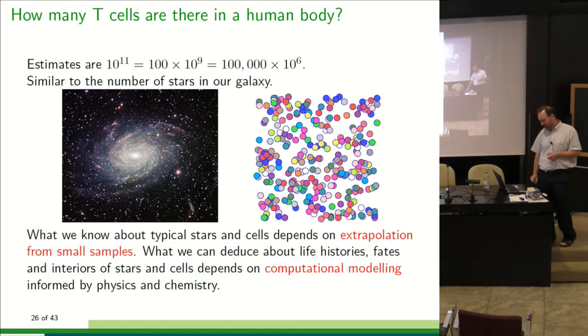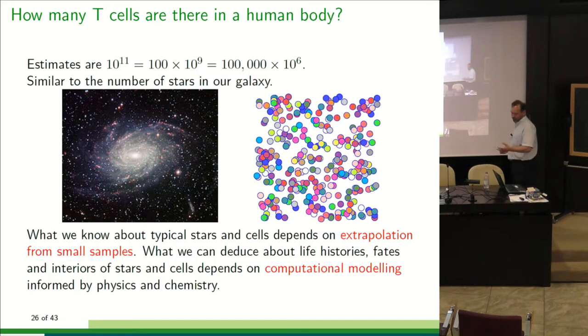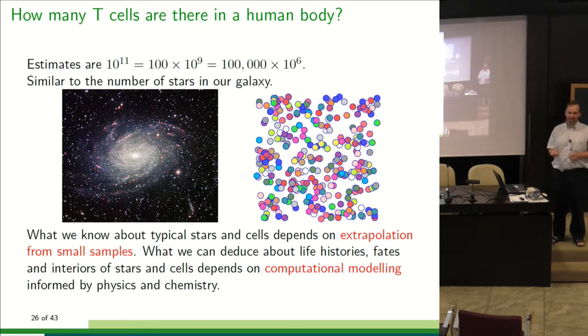All right. So I'll talk a little bit about this. How many T cells are there in a human body? The estimates are about 10 to the power 11. Which is, I love this, roughly the same number as the number of stars in the Milky Way galaxy.